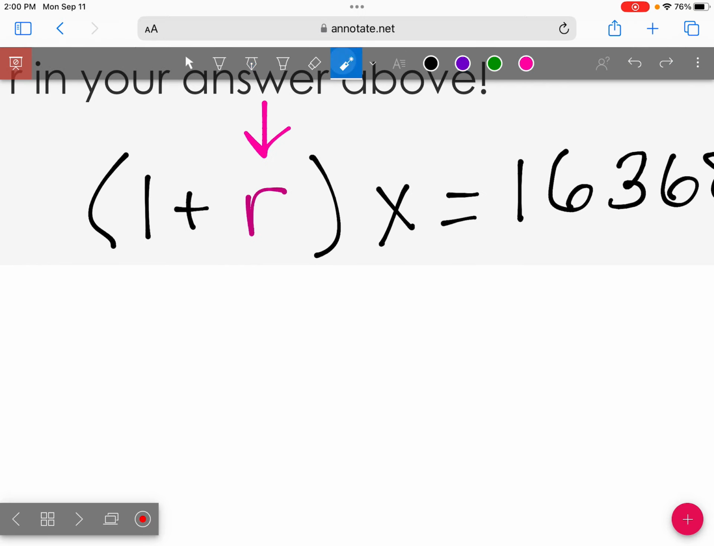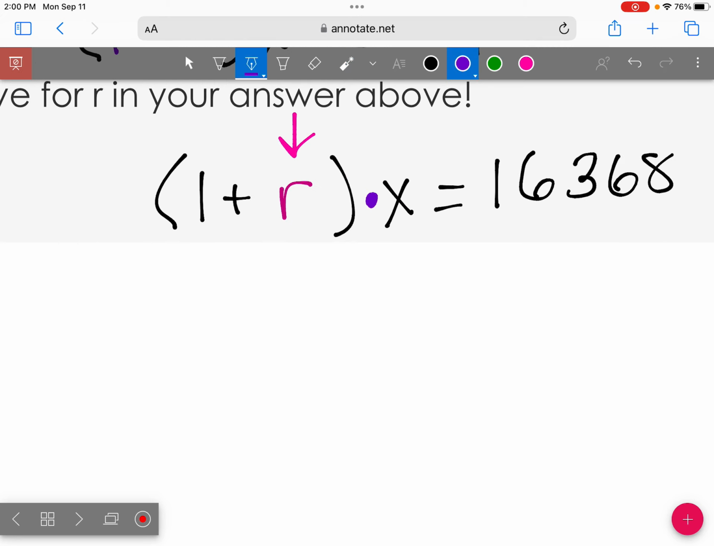What is happening in here between the r and the x? Multiplication. How do we undo multiplication? Divide. To undo multiplication, we're going to divide. We're going to divide by x here because we want r by itself. So that's going to make this x and this x cancel out.